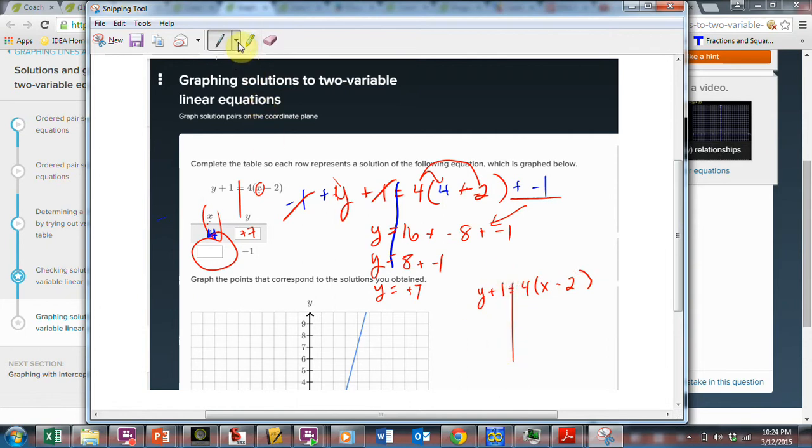Now I'm looking for the x value, so I'm going to keep x as a variable, and I'm going to change my y to my known value for y, which is -1. -1 plus 1 is 0.